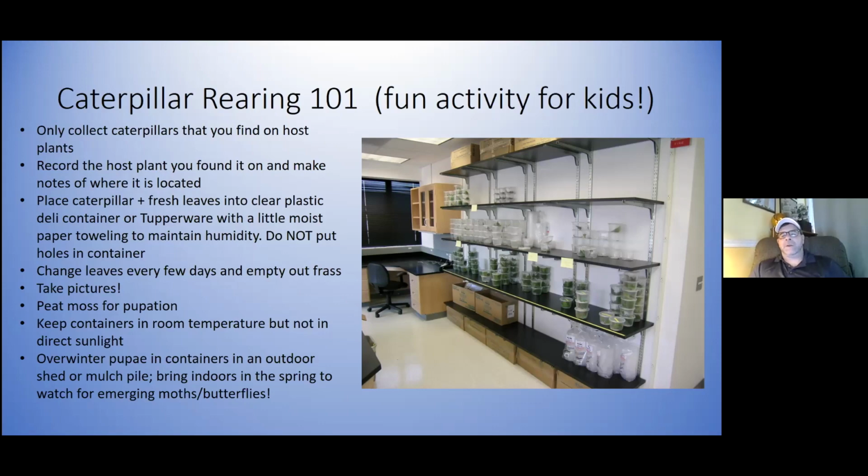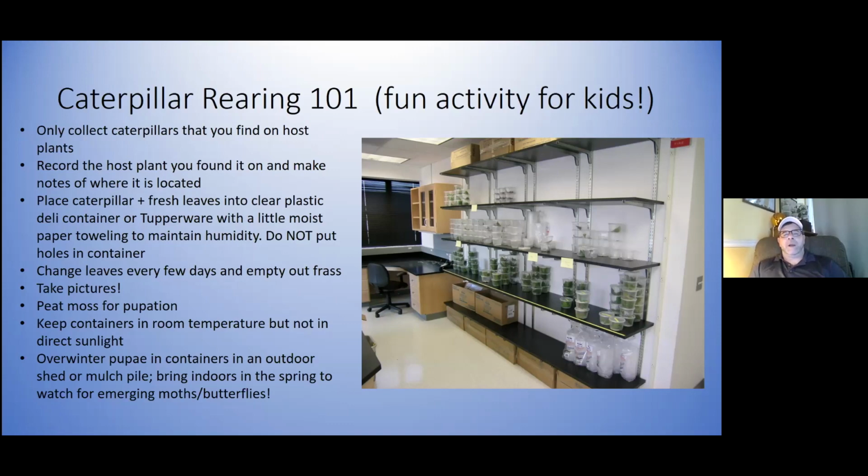So especially when the pupae are emerging and there are butterflies or moths flying around, you want to be able to see that before you open it up and let them out. But in order to rear them, what you want to do is just put a little piece of moist paper towel or a little piece of filter paper, something that you make moist but not too wet, and that'll maintain humidity inside the container.